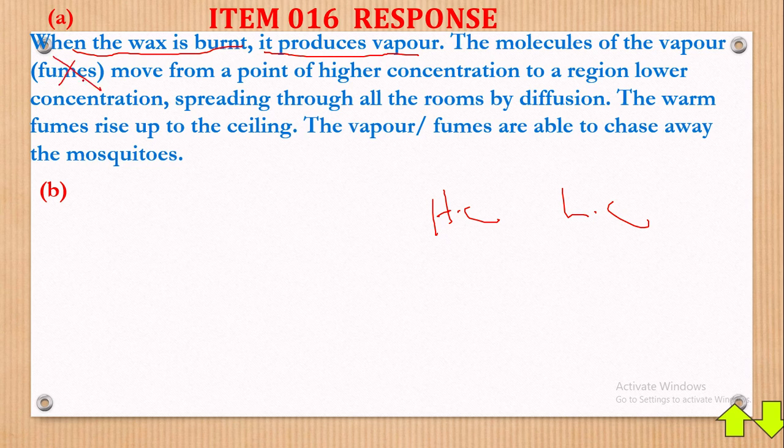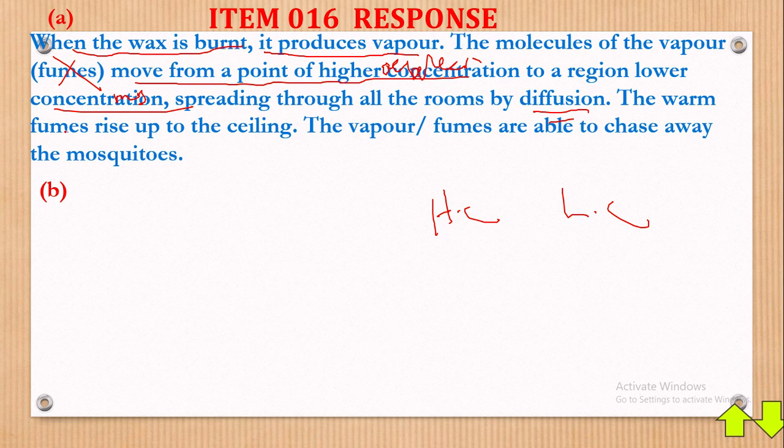You can just call it the fumes. The molecules of the vapor move from a point of higher concentration, that's where the repellent is, to a region of lower concentration, that's where the mosquito is. I've explained that. It spreads through all the room by diffusion. Of course, I explained what diffusion is.